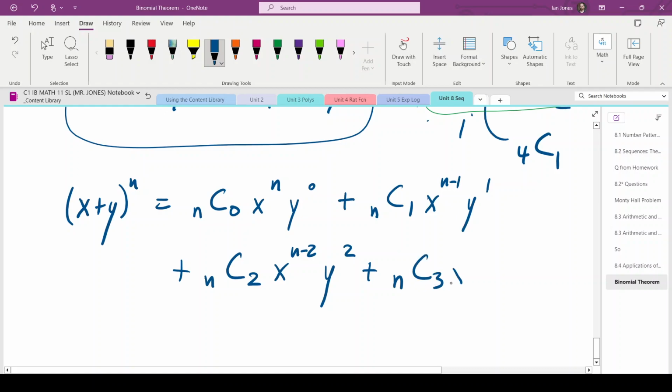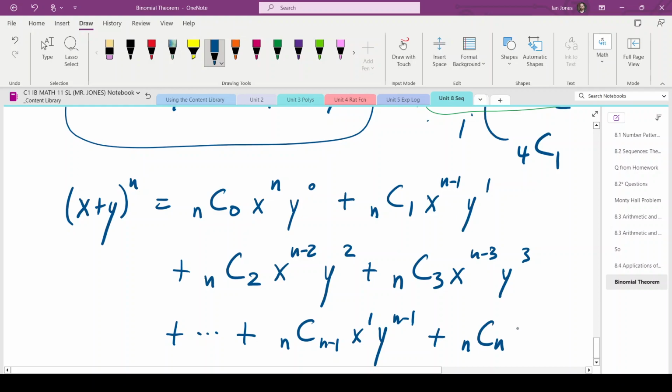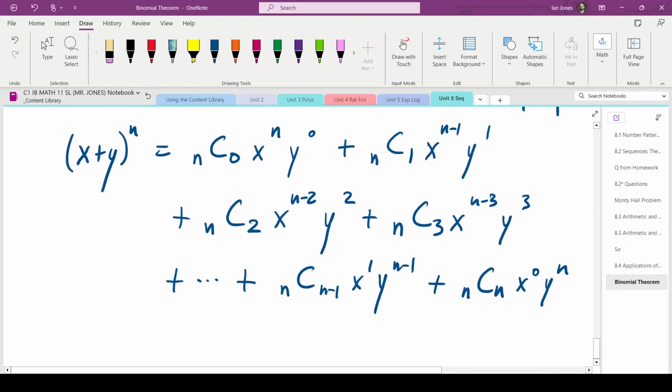N choose 3, x to the n minus 3, y to the 3, plus, and it goes on and on and on and on, all the way until we're at n choose, let's say we're at n minus 1, we're almost at the end, second last term. N choose n minus 1, x to the 1, and y to the n minus 1. And the last one would be n choose n, which is 1, x to the 0, y to the n. How about that?